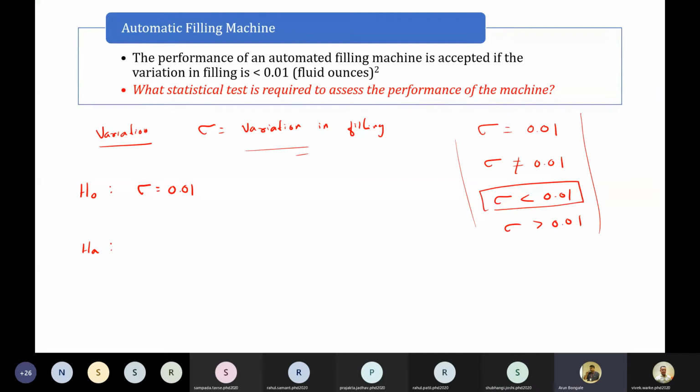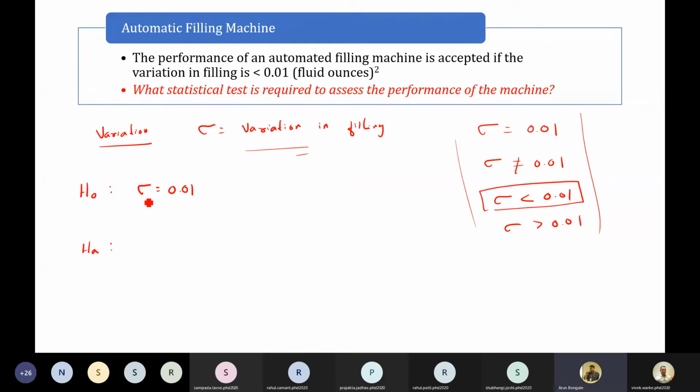Be careful with your alternate hypothesis. The performance of an automated filling machine is accepted if the variation is at the critical value, that is 0.01. If it is less than that, it is also acceptable. Assume that you need 40 marks to pass the examination. You will not say that if I get more than 40 I will fail. 40 and above is the passing mark. Similarly, 0.01 and less than that is acceptable.